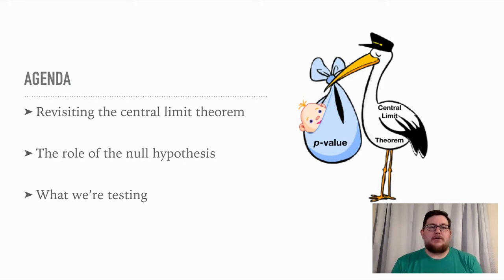we're going to start this agenda by revisiting the central limit theorem, which is that thing we talked about before the break relating to probability that is really important. It's really the foundation for statistical inference. And then we'll talk a little bit about the role of the null hypothesis and what exactly we are testing, right? And there you can see that fun little figure that shows central limit theorem really is the thing that brings us p-values, right? That's where babies come from.